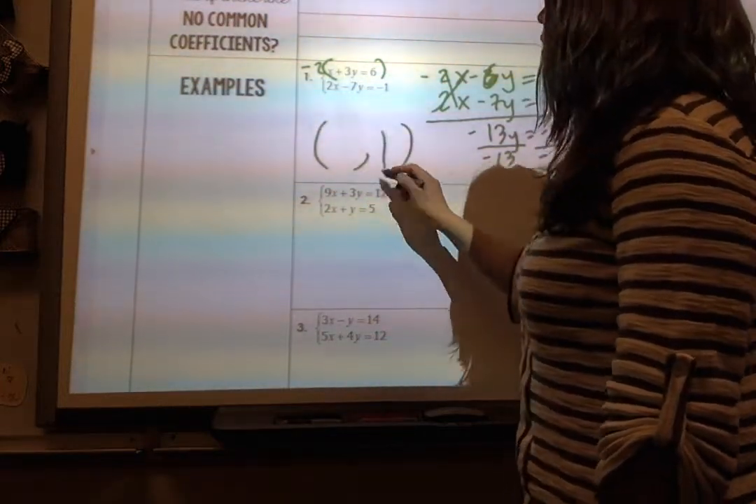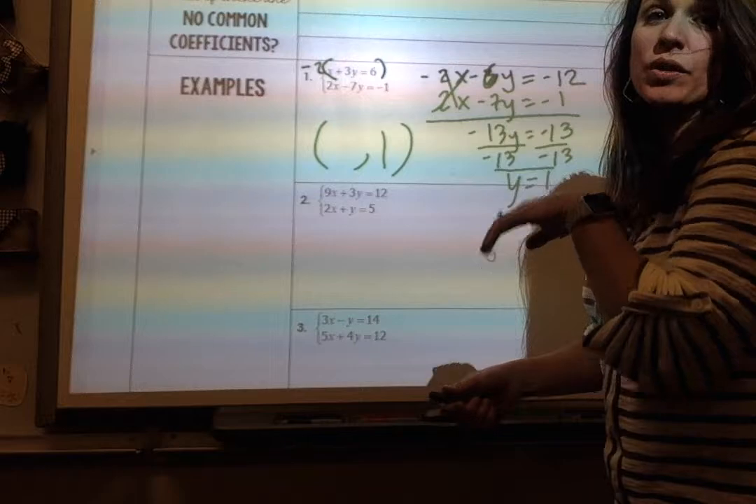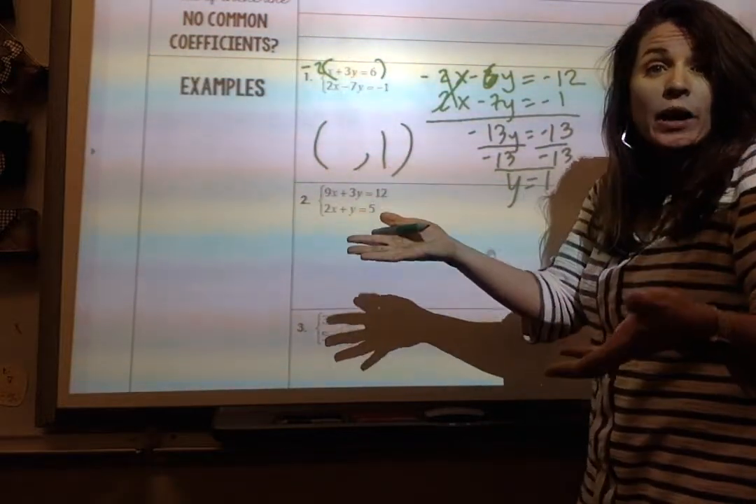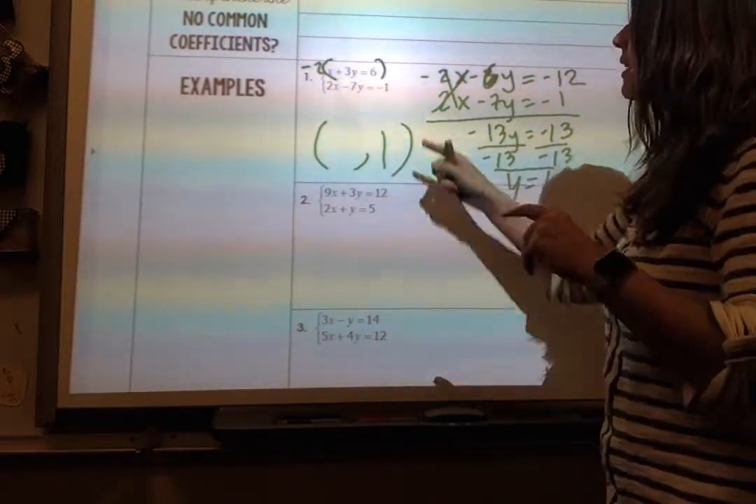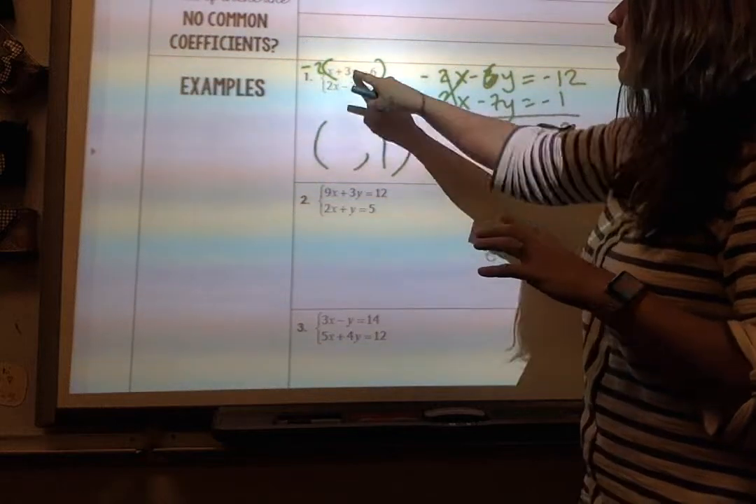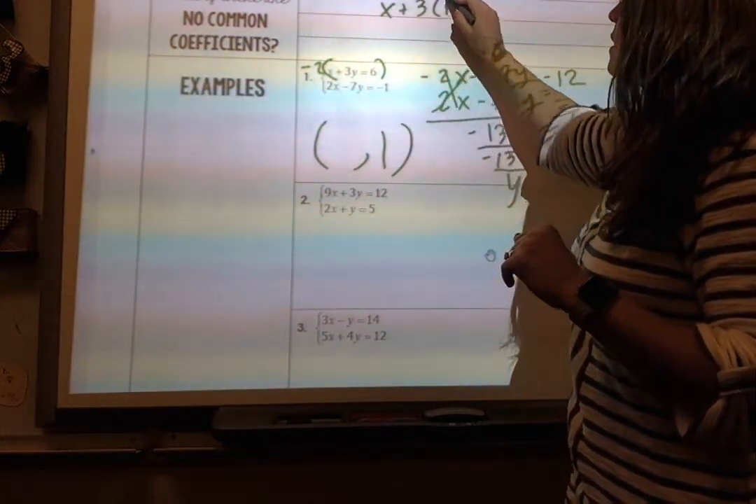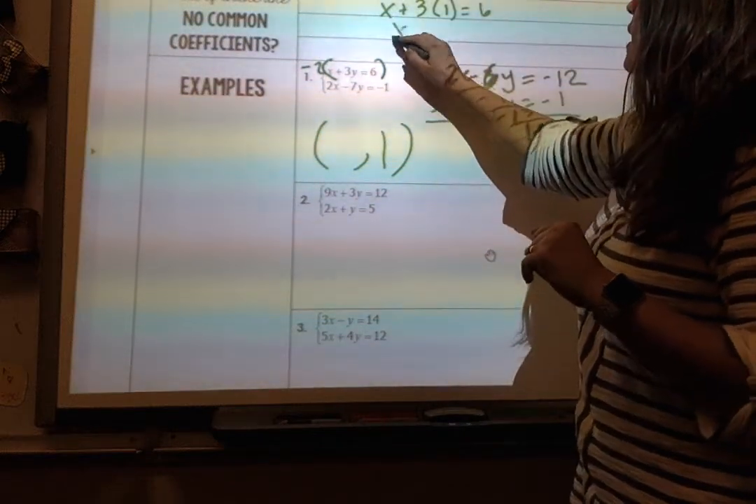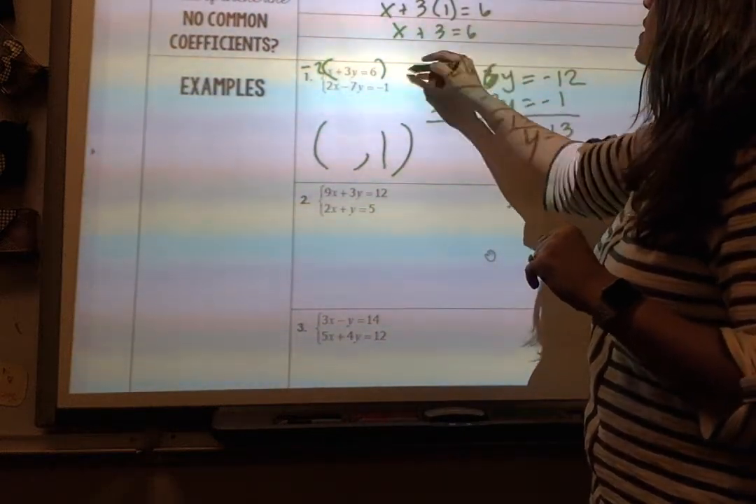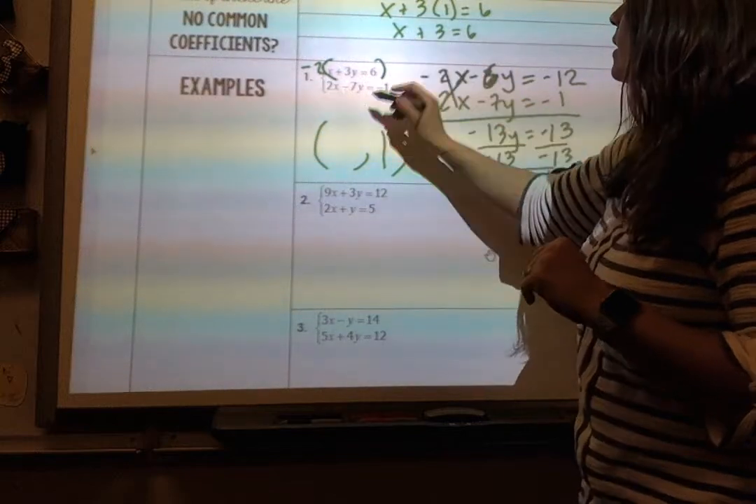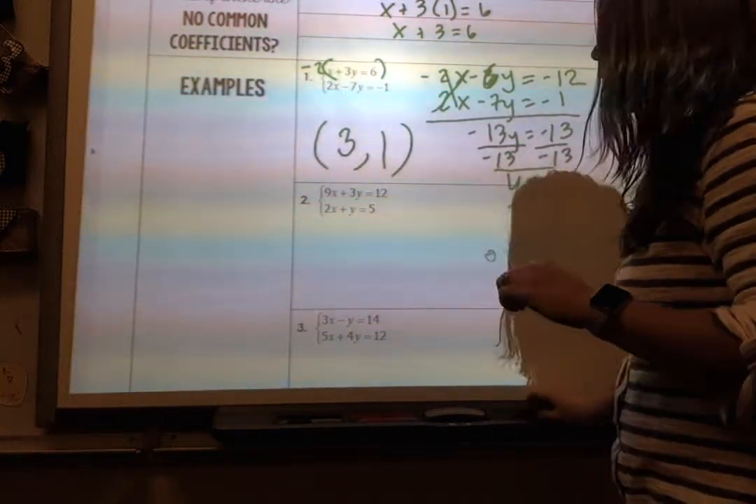But remember, that's only 50% of my answer. I still need to go back and solve for x. How do I do it? I evaluate either one of these equations where y is equal to 1. So I'm going to take this one. x plus 3 times 1 equals 6, and I get x plus 3 equals 6. What plus 3 equals 6? 3 does. So x has to equal 3.